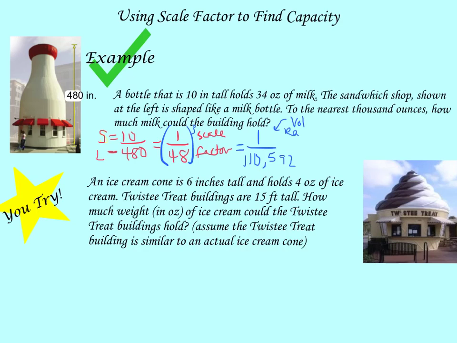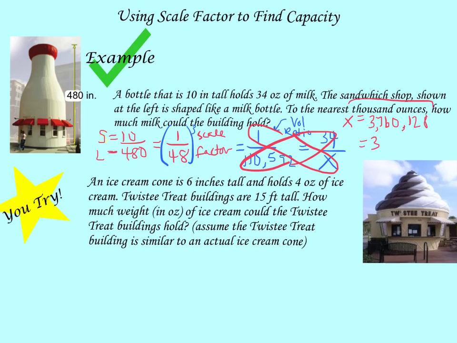Now I need to use that. It's my smaller over my larger. They gave me the amount of ounces of milk the smaller bottle will hold. It's 34 ounces. They want to know how much milk that large building can hold. So I'm going to go ahead and cross multiply these two things, which gets me x, which is what I'm looking for, is equal to 110,592 times 34, which is 3,760,128. Now it does say round to the nearest 1,000 ounces, so they just want me to get closest to 1,000. So the actual answer that we are going to give them is 3,760,000. We're going to round that 128 off. Ounces is your answer.